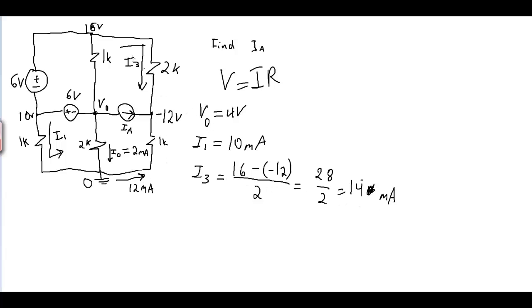So now we have a current going in, a current going in, and a current going in. We can find IA by using KCL with this equation here. So IA plus I3 plus 12 milliamps equals 0, or IA equals negative I3, which is 14, minus 12 equals negative 26 milliamps.